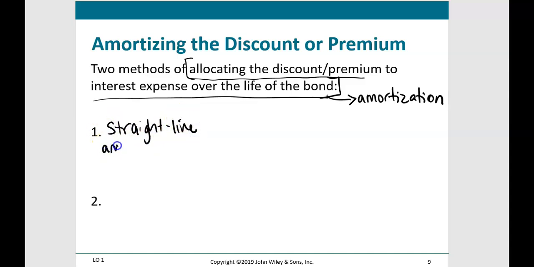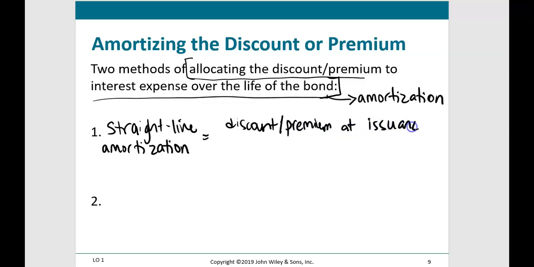Straight line method of amortization, where we look at that discount or premium. In our earlier example, it was about $7,400. And we say that amount of that discount or premium that we recorded when that bond was issued, let's simply evenly allocate that over the number of interest periods, or in other words, interest payments. So if it's a semi-annual bond, it would be 2 times the number of years to maturity. If it's an annual bond, it would be the number of years to maturity.